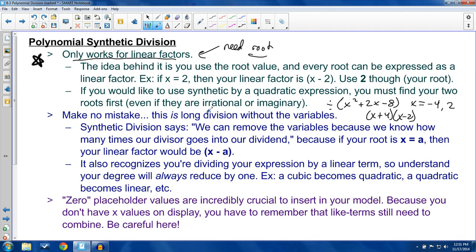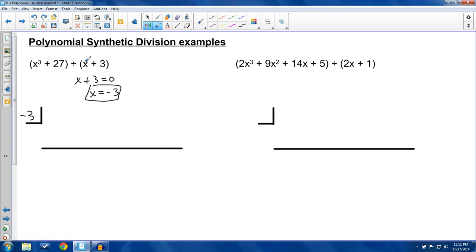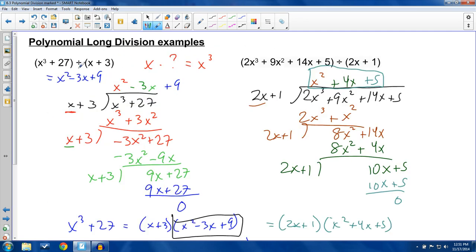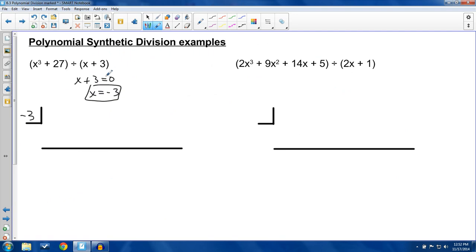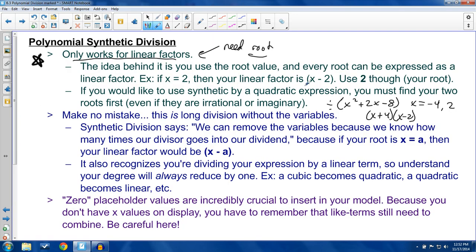We're going to remove the variables because we know how many times our divisor goes into our dividend. Basically, if you think about this example right here, remember when we did long division, we said how many times does x go into x cubed? We know how many times it's going to go in: one. I'm sorry, these coefficients here. We know it's going to go in one time because this will always be an x out here, because when we make this a linear factor, it's going to be x minus something, x plus something, whatever. So this x will always be there.